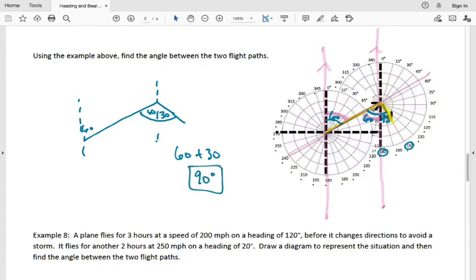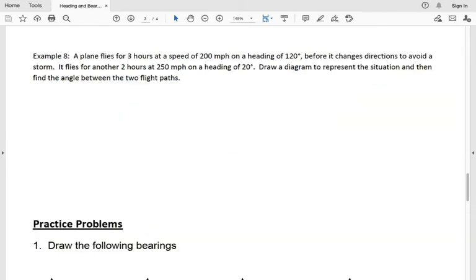Okay, let's do another example. Okay, on this next example, we have a plane that's flying for 3 hours at a speed of 200 miles per hour on a heading of 120 degrees. So he has actually flown 3 times 200. He's actually flown 600 miles on that heading. So let's draw that real quick.